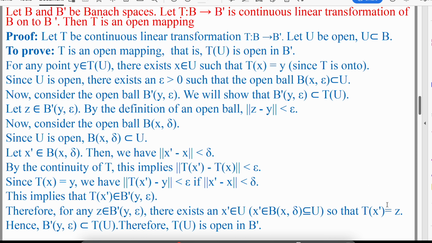What does it mean? It means that the open ball centered at Y and radius epsilon is a subset of TU. So by definition, TU is open in B dash. TU is open in B dash means T is an open mapping.